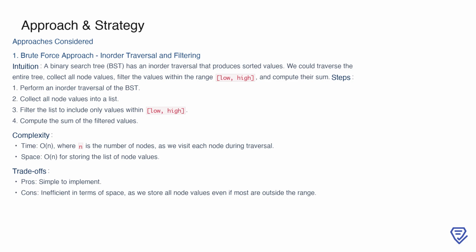While this method is simple to implement and ensures we visit every node in the tree, it has some key trade-offs. On the downside, it requires additional memory to store all the node values, even those that may not contribute to the final sum. This makes it inefficient in terms of space, especially when most of the nodes are outside the specified range. The time complexity is O(n), because we visit each node exactly once, and the space complexity is also O(n), due to the need to store the list of node values.